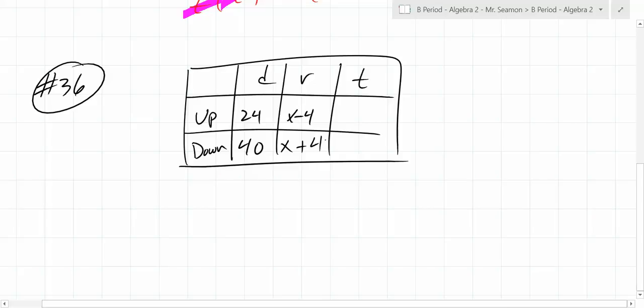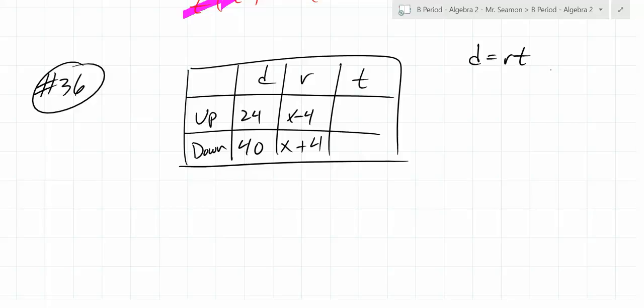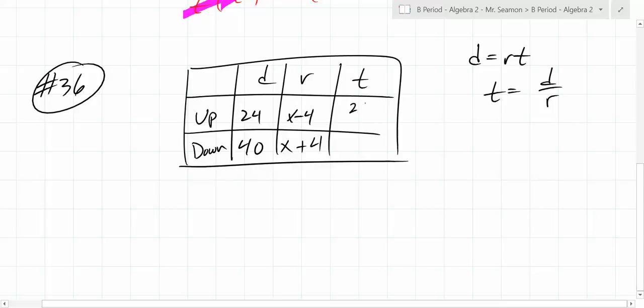What about time? What do we know the relationship is between distance, rate, and time? Because when you're going upstream, the current is working against you, and when you're going downstream, the current is working with him. So t equals what? Yeah, you're going to do that a lot, right? So what is it? 24 over x minus 4. And what's the other one going to be? 40 over x plus 4.